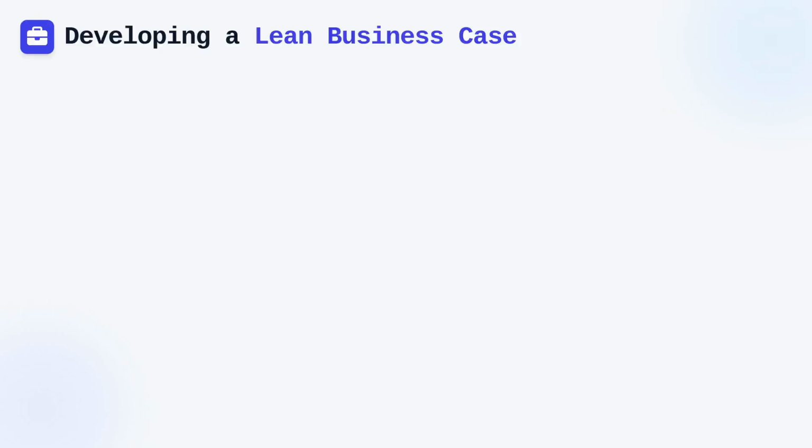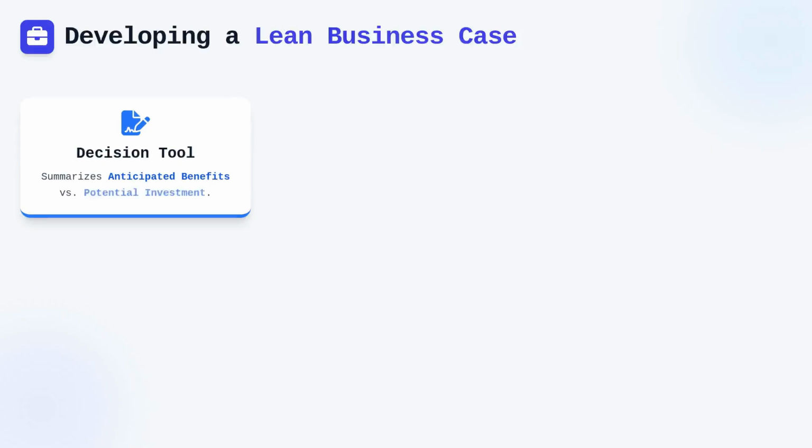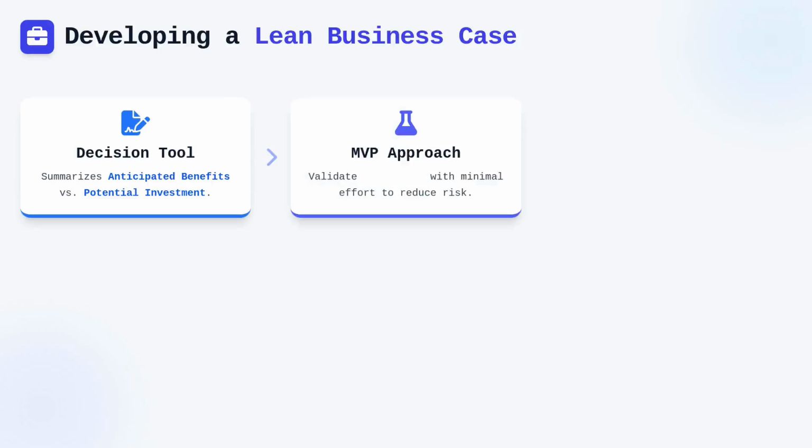Developing a lean business case is perhaps the most critical activity during the analysis phase of the Kanban. This document serves as a decision-making tool, summarizing the anticipated benefits and the potential investment required. Instead of detailed, upfront plans, the focus remains on the viability of the hypothesis. This is where the concept of a minimum viable product becomes essential for an epic. An MVP allows the organization to validate the underlying assumptions of the epic with minimal effort and risk.